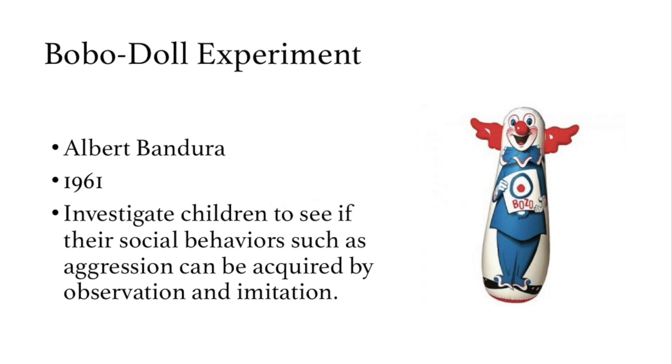Whenever we mention social learning theory, we'll talk about the Bobo doll experiment. It's a famous study conducted by Albert Bandura in 1961. The reason why it's called Bobo doll was because the tool in the experiment was the toy Bobo doll. It's a kind of inflatable doll. The aim of this study was to investigate children aged between 3 to 5 years to see if their social behaviors, such as aggression, can be acquired by observation and imitation.